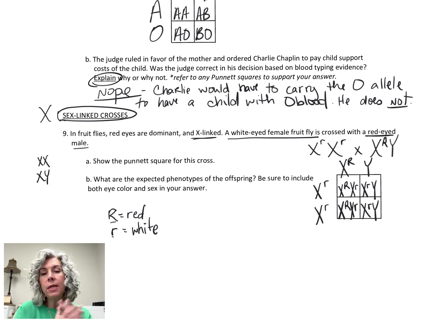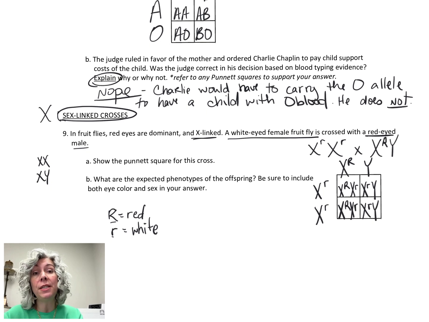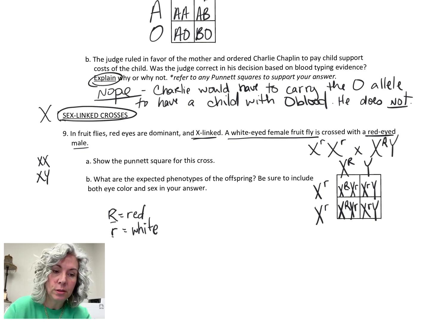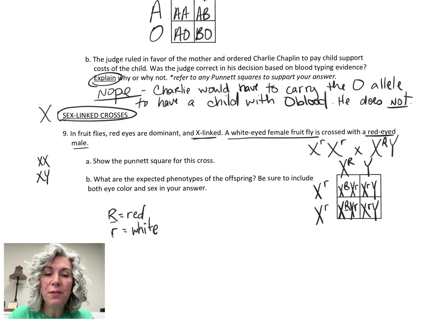Letter B, what are the expected phenotypes of the offspring? Be sure to include both eye color and sex in your answer. So let's break it down. You're going to have 50-50 male-female, but you may not have 50-50 red eye and white eye. So we need to look at this. First block is a red-eyed female. Then we have the male. Next block is going to be a red-eyed female. And then we actually are 50-50 in this particular answer.